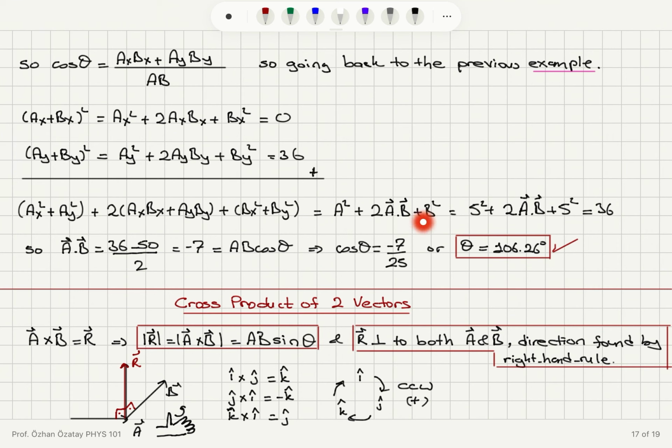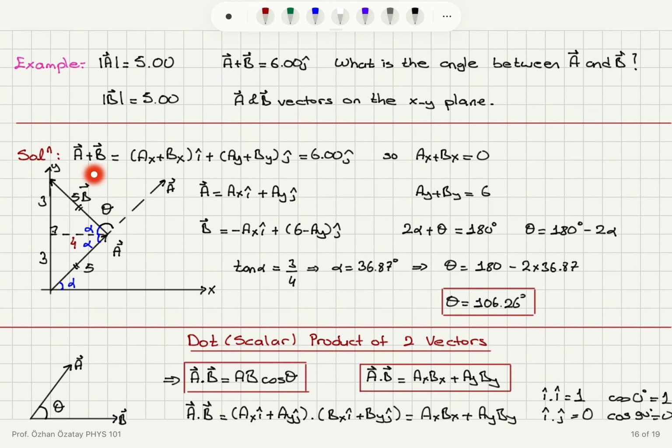So magnitude of a and magnitude of b were equal, they were 5, so this is 25 plus 25 plus twice the dot product of a and b is 36. So I can see that the dot product between a and b is minus 7. This is magnitude of a, magnitude of b, cosine of the angle between them. So cosine theta is minus 7 divided by 25, and the angle is 106.26 degrees, as we have found by looking at this graphically.